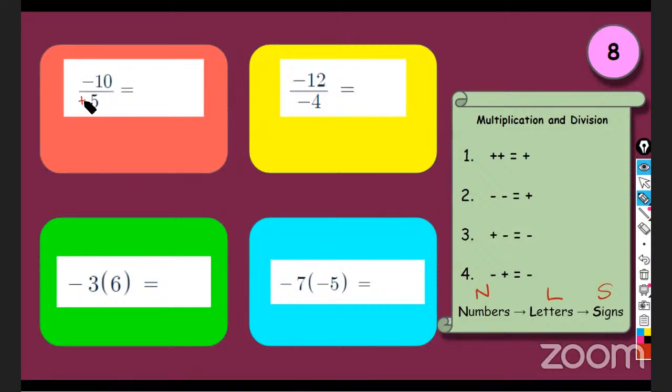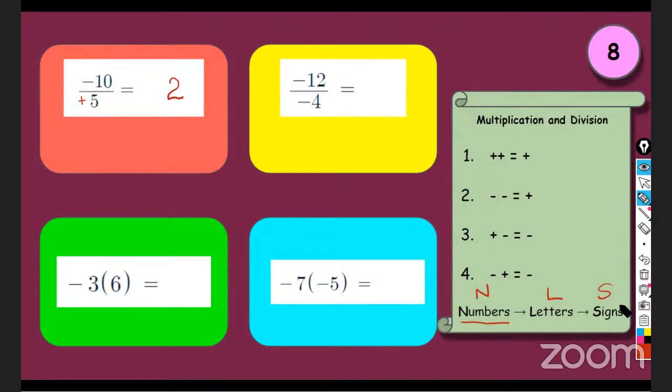So -10 divided by 5. Let's do the numbers first. 10 divided by 5. Forget signs, you're paying attention to the numbers alone. 10 divided by 5, we all know this is 2. We finish with the numbers. Go to the letters. Ask yourself, does this question have any letters? No, it has no letters. So be happy, skip the letters.